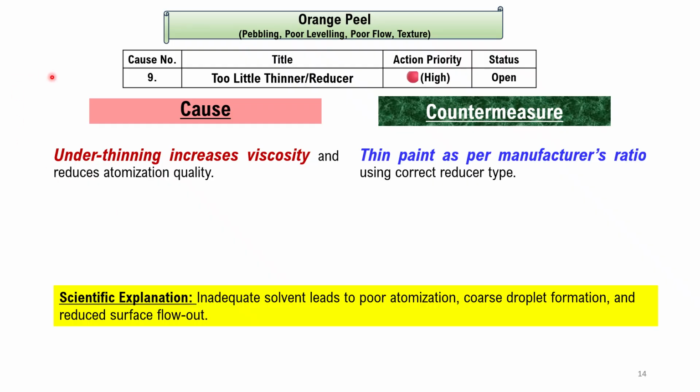Number nine, too little thinner or reducer. Under-thinning increases viscosity and reduces atomization quality. That is, inadequate solvent leads to poor atomization, coarse droplet formation, and reduced surface flow out. The recommended countermeasure is to thin paint as per the manufacturer's ratio using a correct reducer type.